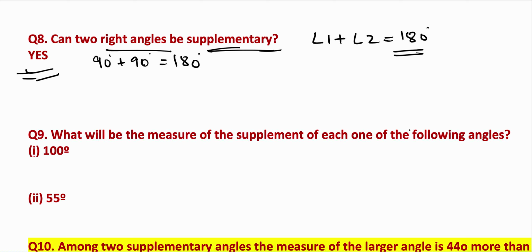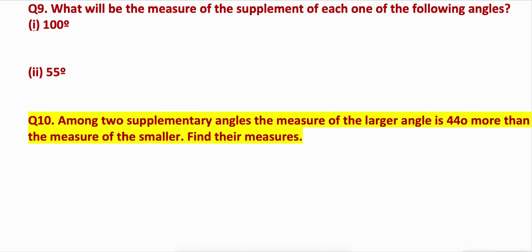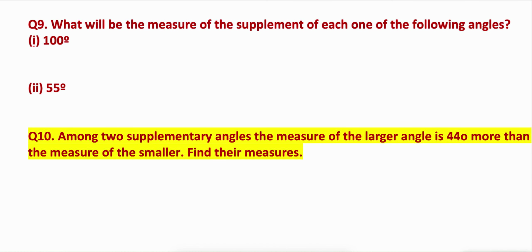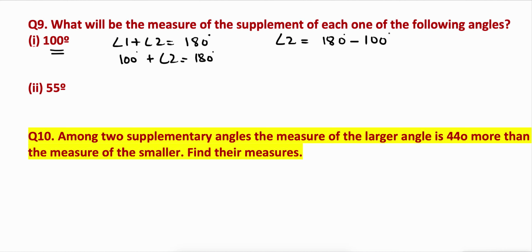Question number 9. What will be the measure of the supplement of each one of the following angles? As we have seen just now for the complementary, here one angle is given, and for supplementary we know that angle 1 plus angle 2 is equal to 180 degrees. So if one angle is given as 100 degrees, what will be the other angle? We can easily find angle 2 will be 180 degrees minus 100, which comes to 80 degrees. So the angle supplement to 100 degrees will be 80 degrees.